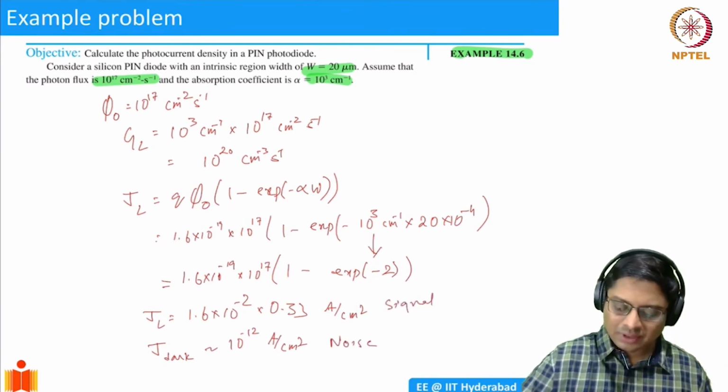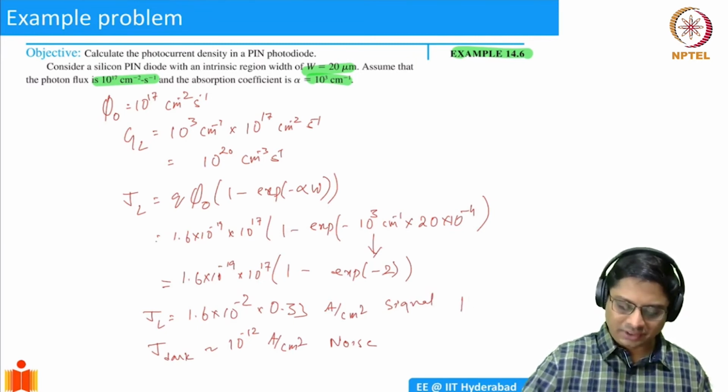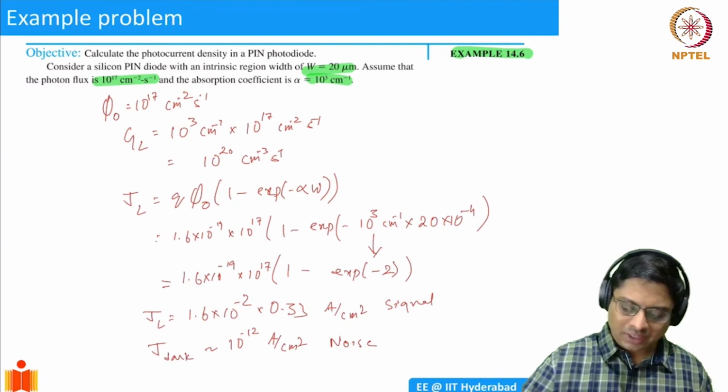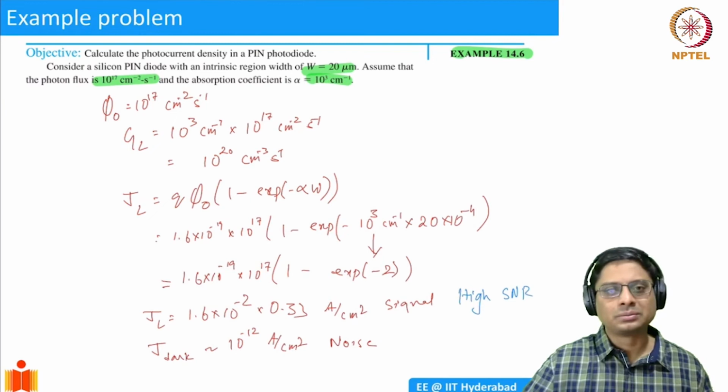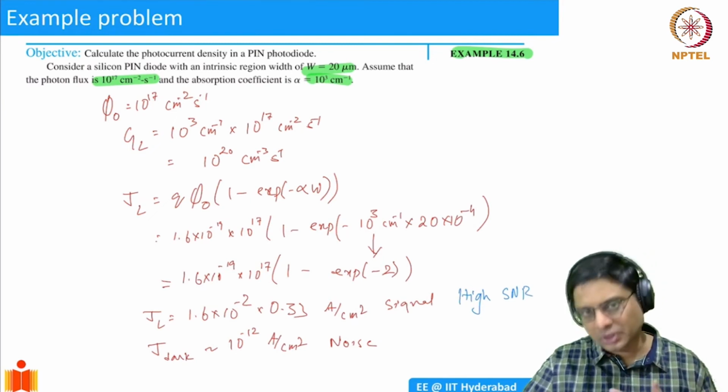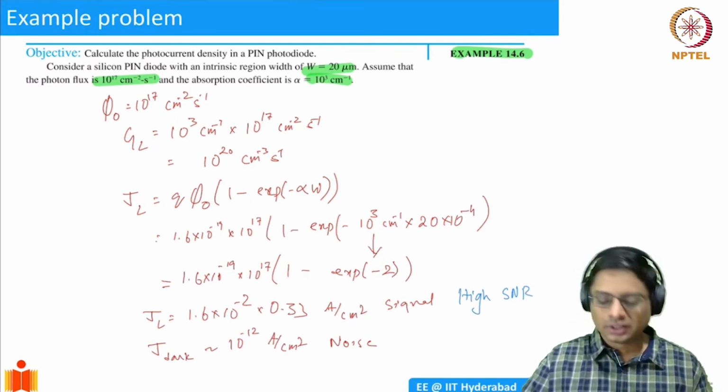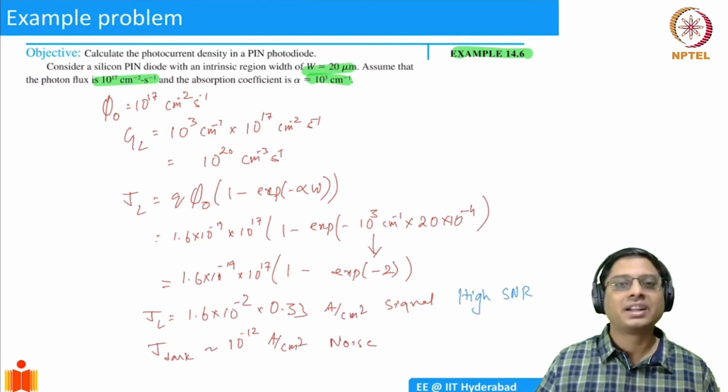For my detectors, any detector for that matter, you like to have high SNR, we say signal to noise ratio. You want to have larger signal and smaller noise. All right. So this is one way of achieving higher SNR.